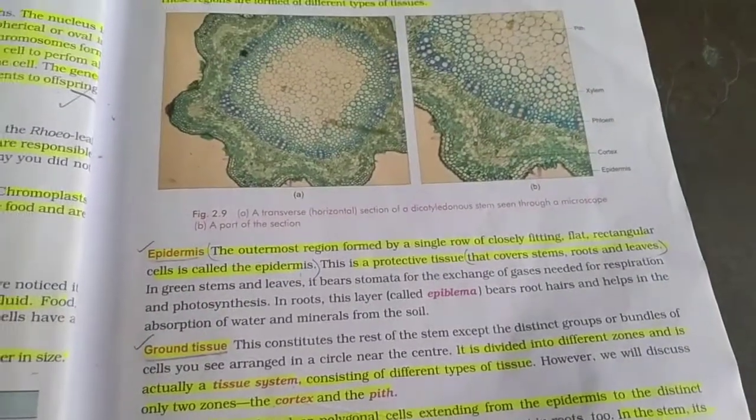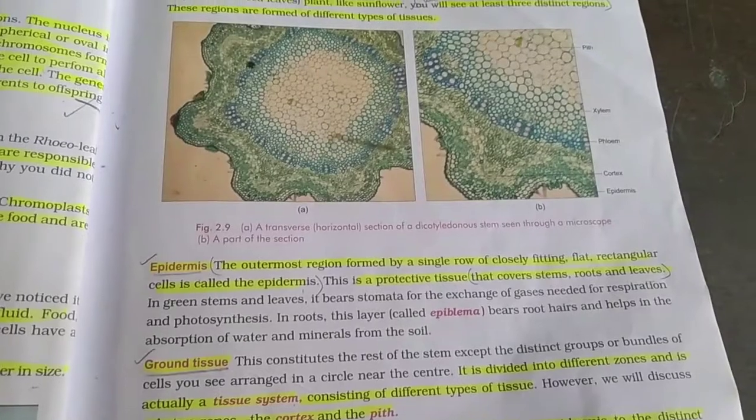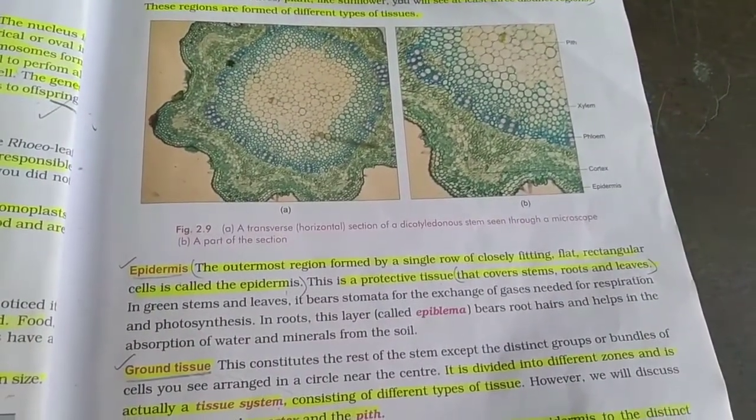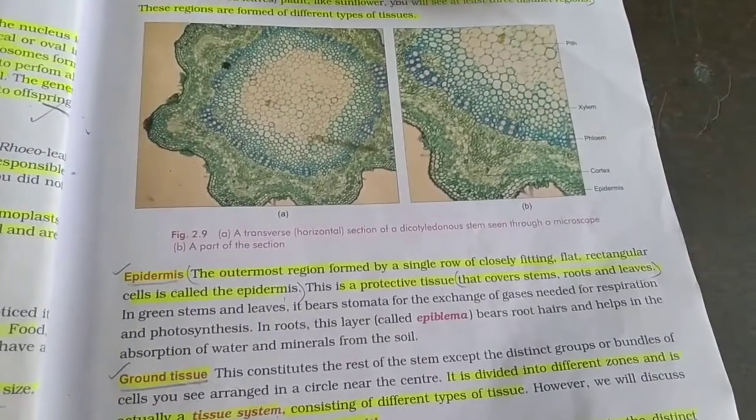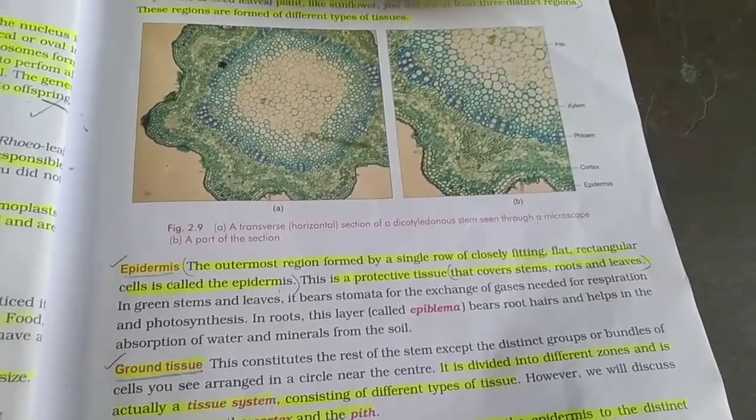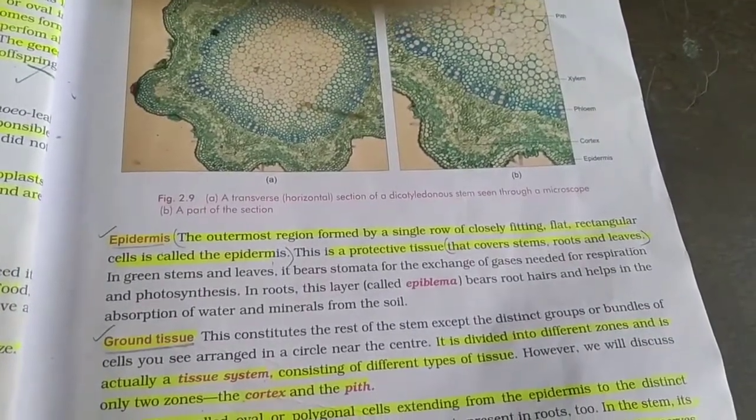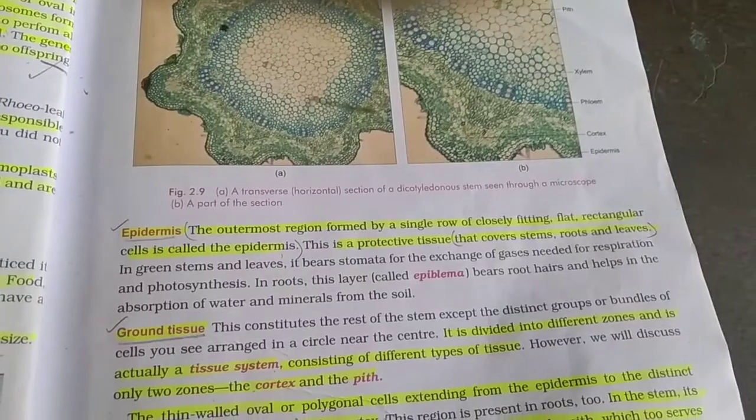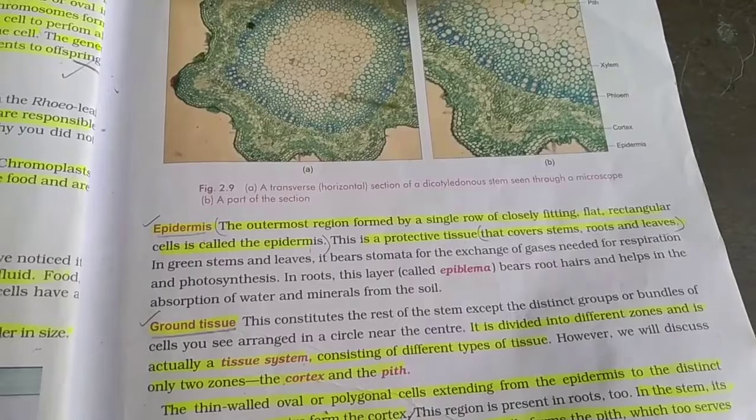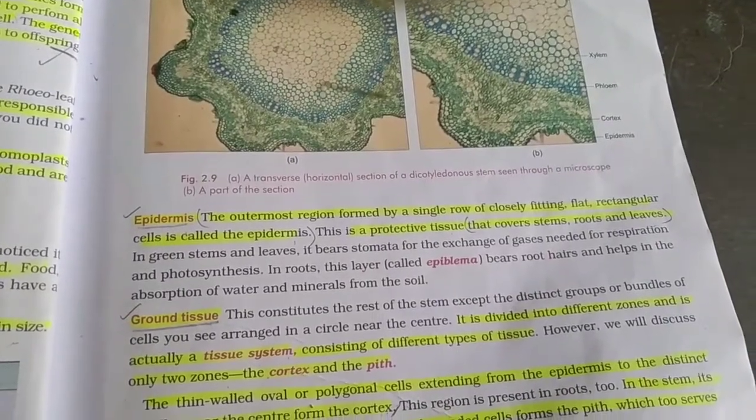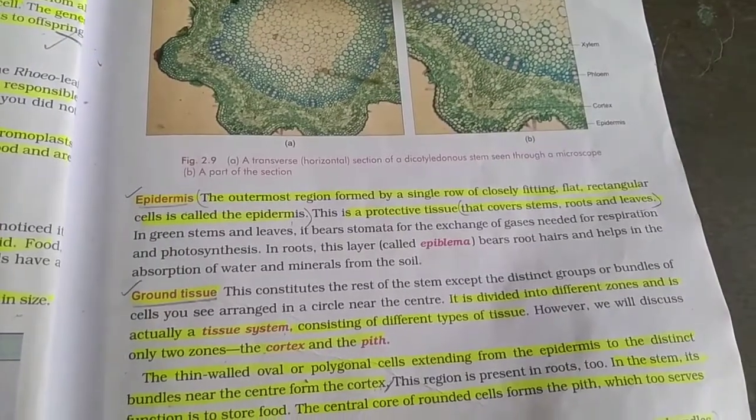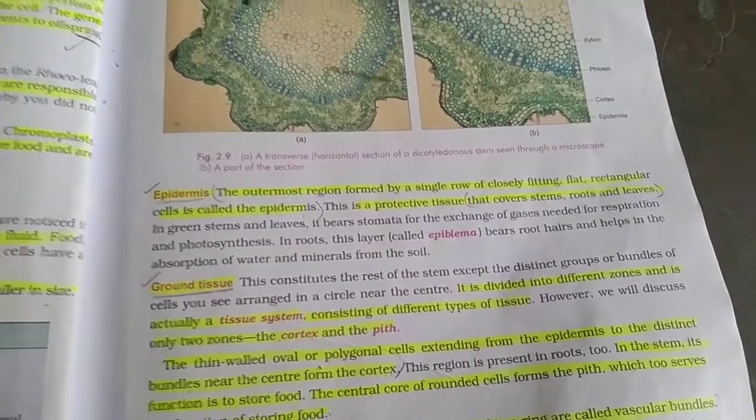First, the outer part is the epidermis. The outermost region formed by a single row of closely fitted, flat, rectangular cells is called the epidermis. It covers stem, roots and leaves, so it is also called a protective tissue. In green stems and leaves, it bears stomata for the exchange of gases needed for respiration and photosynthesis. In the root, this layer is called epiblema. It bears root hairs and helps in the absorption of water and minerals from the soil.